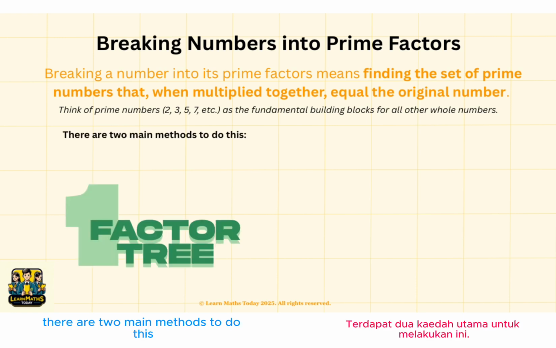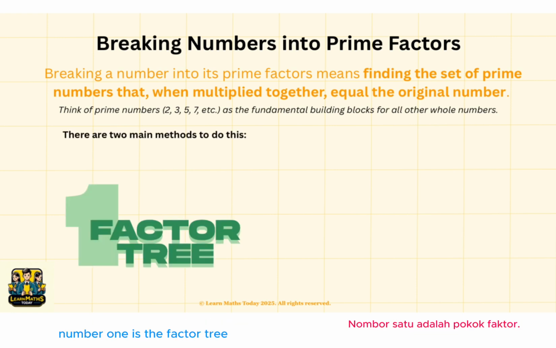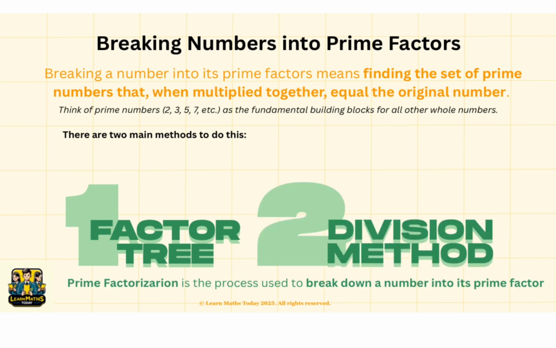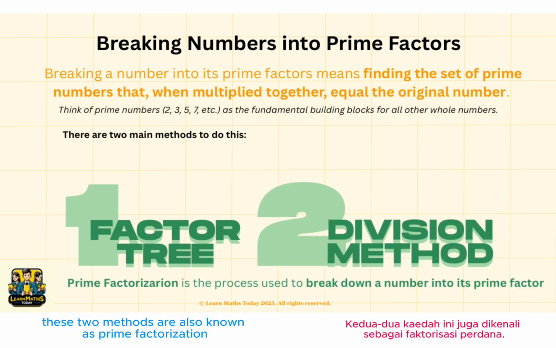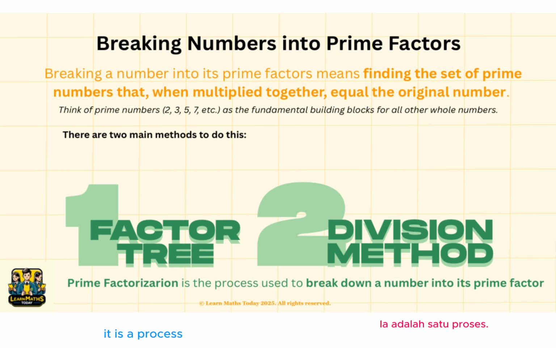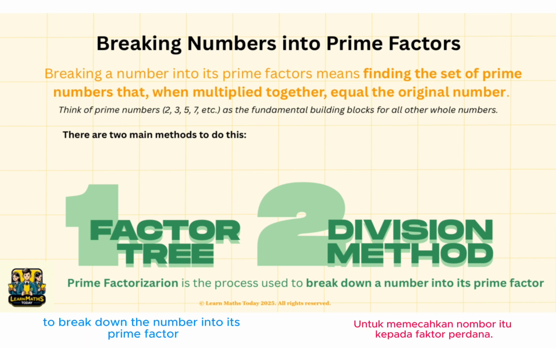There are two main methods to do this. Number one is the factor tree. Number two is the division method. These two methods are also known as prime factorization. It is a process to break down a number into its prime factors.